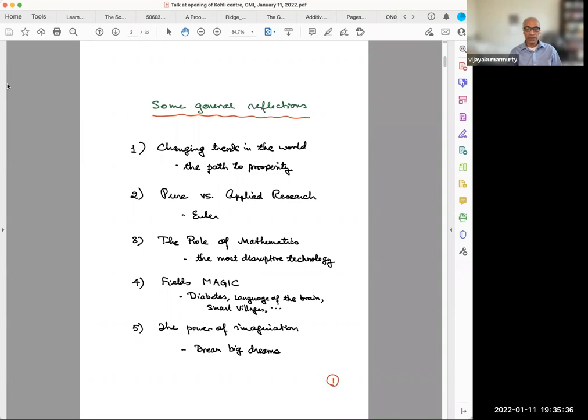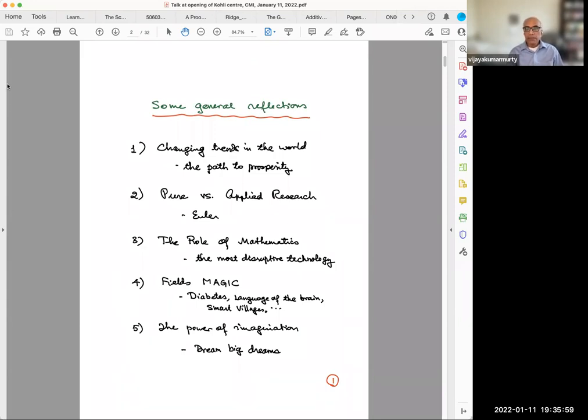a name that's going to appear several times in today's discussion. They didn't consider themselves either pure mathematicians or applied mathematicians. They just considered themselves as mathematicians. And so it's important from a young age to keep this in mind. Don't make such a distinction between pure and applied research. It's just interesting math, wherever it leads us.